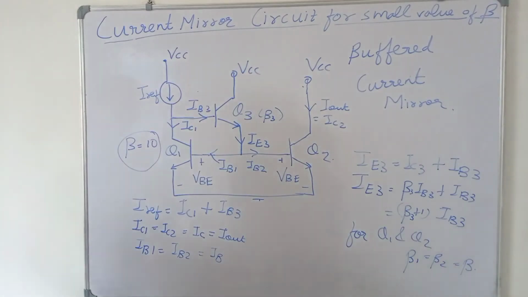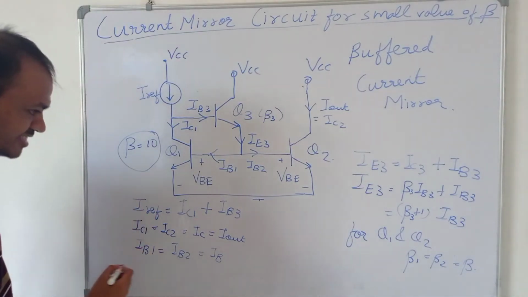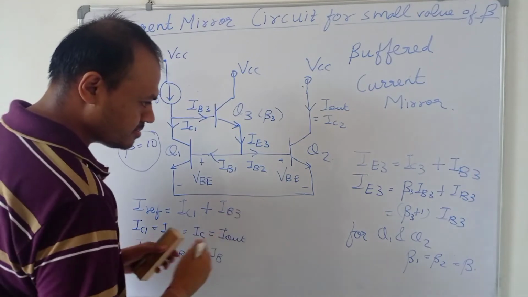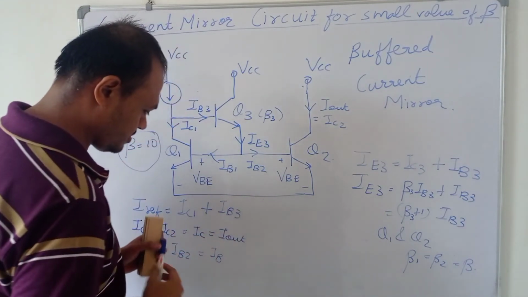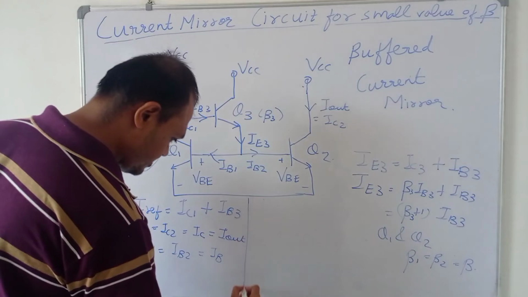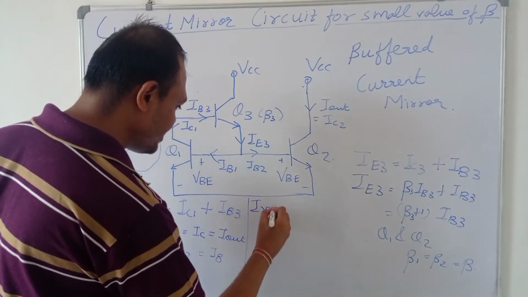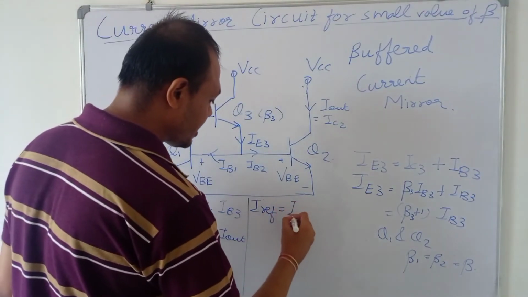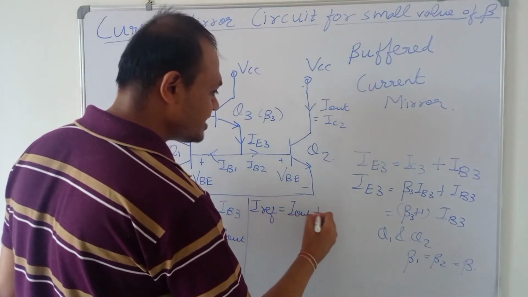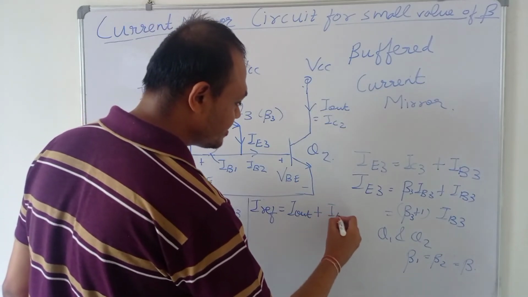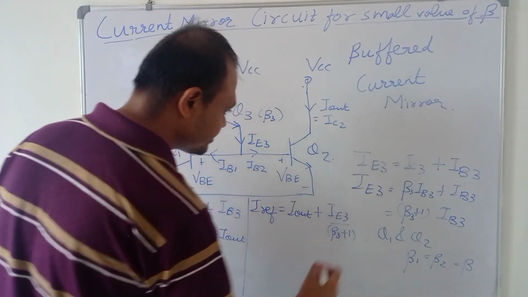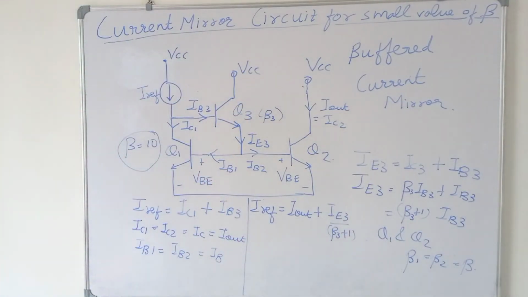So Iref will be equal to, from this equation, let me write it here. Iref will be equal to IC1 equal to I out plus IB3, which is IE3 upon beta 3 plus 1. IB3 equal to IE3 upon beta 3 plus 1.